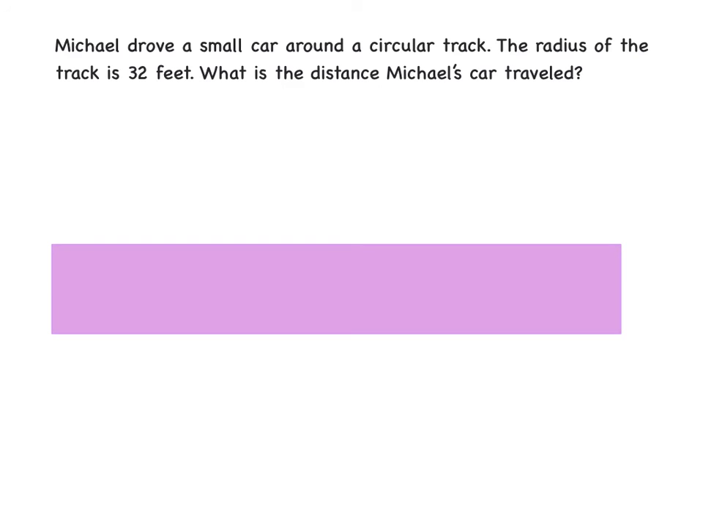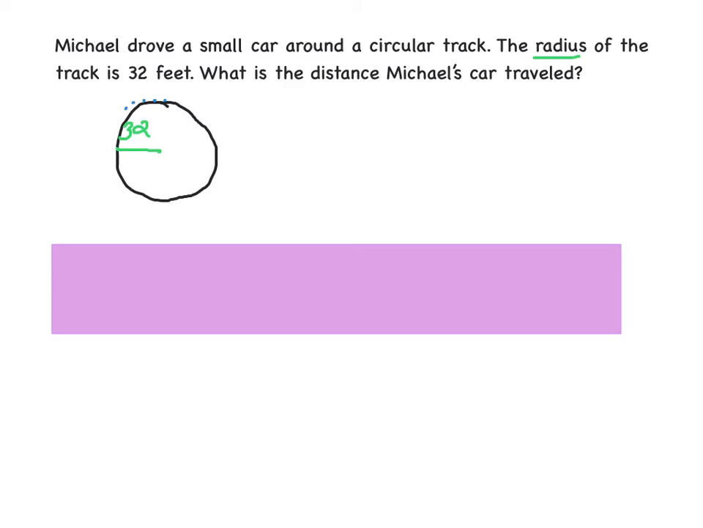See if you can solve this word problem first on your own. To help you out, make sure you draw a picture to represent the words. So in this problem, I'm looking for the distance Michael's car traveled. I see that he was driving a car around a circular track, so automatically I'm going to draw a picture. Here's my track. It says the radius of the track is 32 feet. So I know a radius starts in the center and goes to the outside, and that's 32 feet.